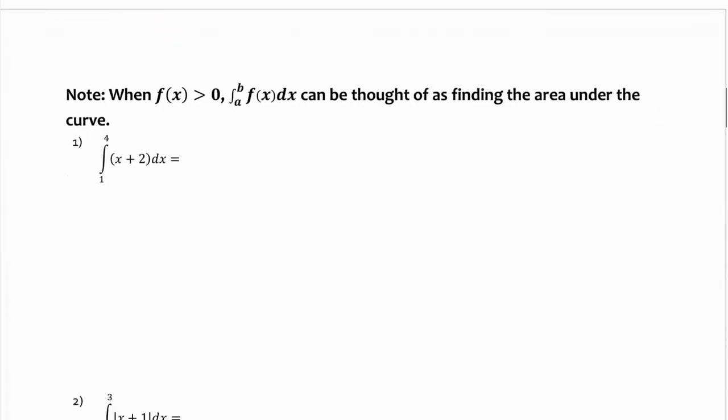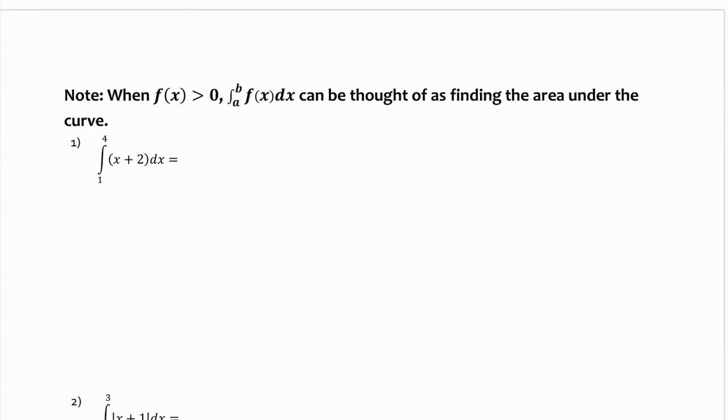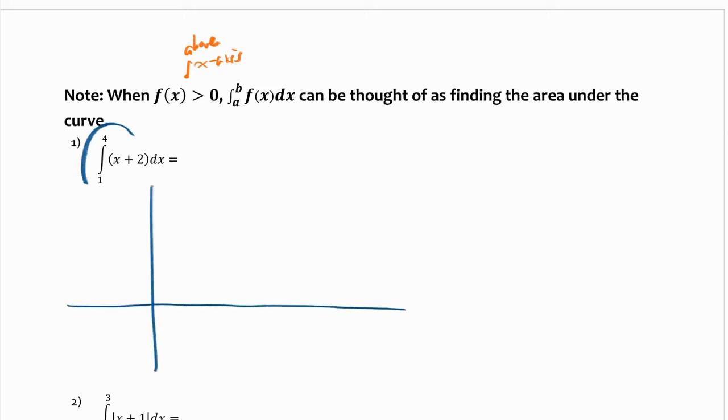Now, let's kind of move on to the next stage. When the function is greater than 0, meaning the function occurs entirely above the x-axis, we'll just write a little note here, above the x-axis. The definite integral can be thought of as finding the area under the curve. In other words, the area between the curve and the x-axis. So as an area under the curve, I can now just do this by graphing, and that's what this is going to want us to do.